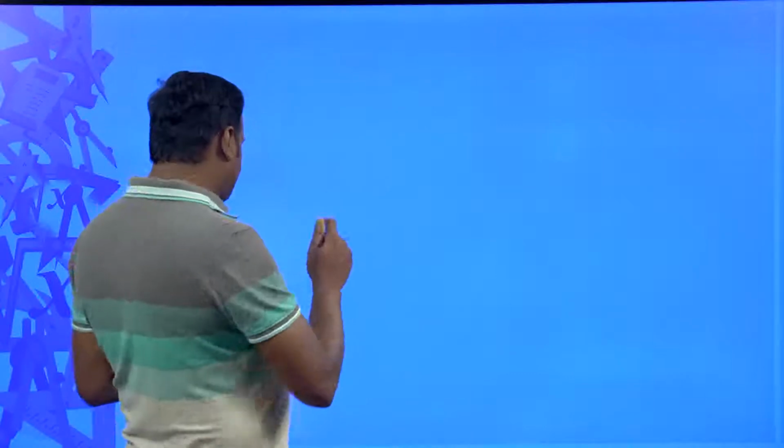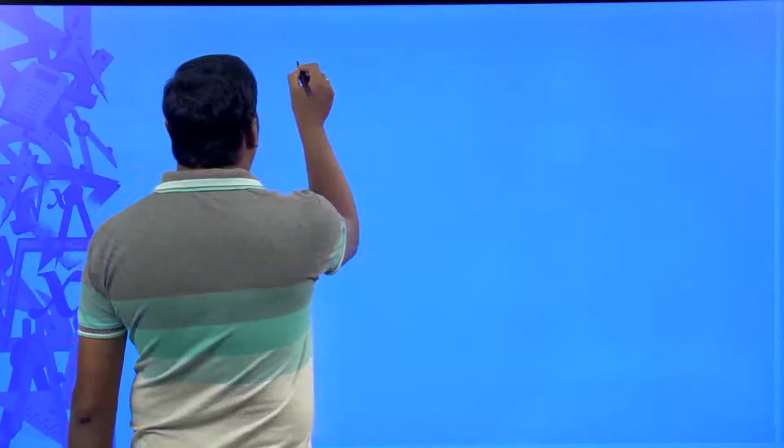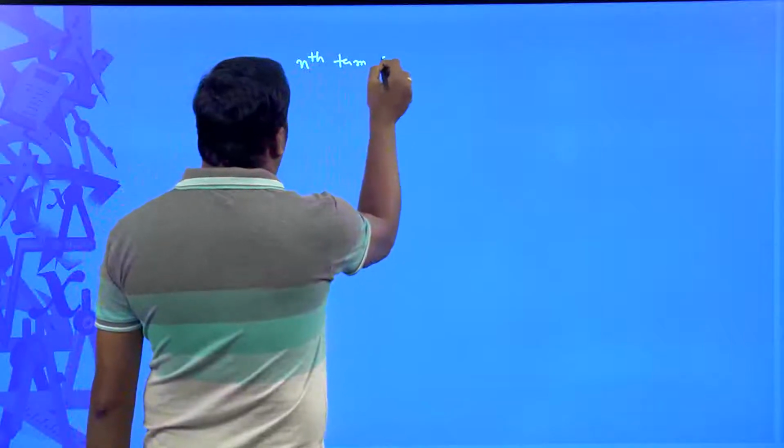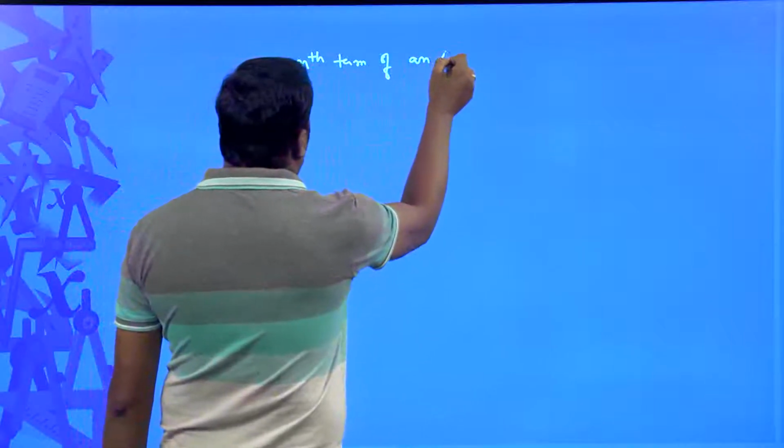Hello students, welcome back. In this module we are going to discuss the nth term of an arithmetic progression, the special cases of the nth term of an arithmetic progression, and the importance of the nth term of an arithmetic progression. Basically, the nth term of an arithmetic progression is the nth term of an AP.